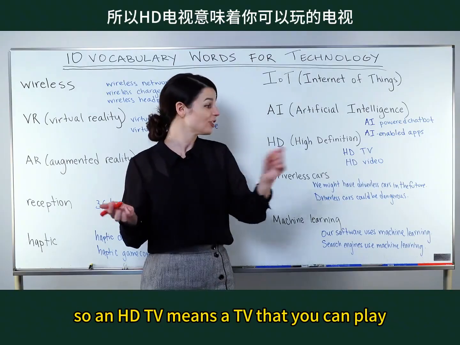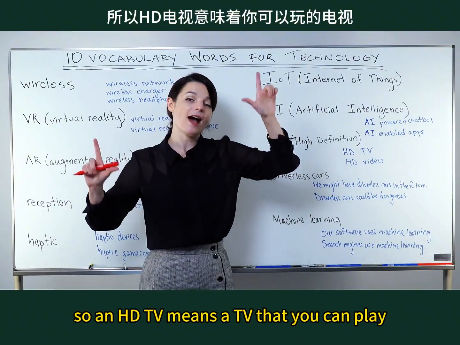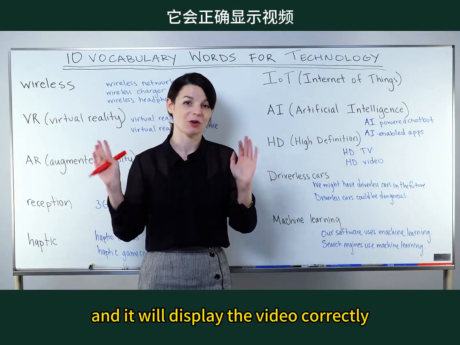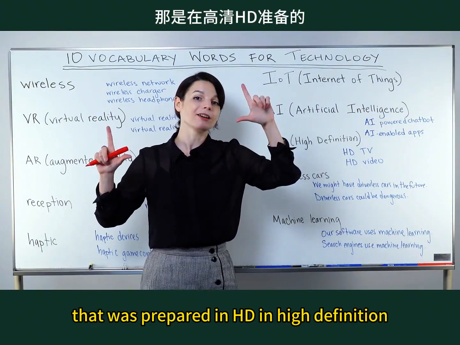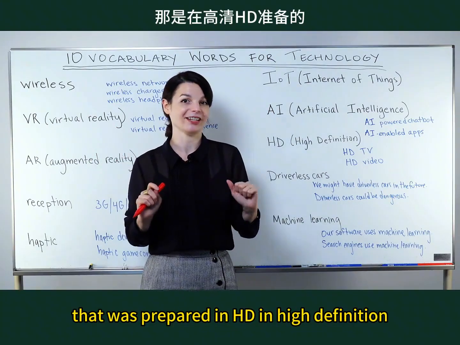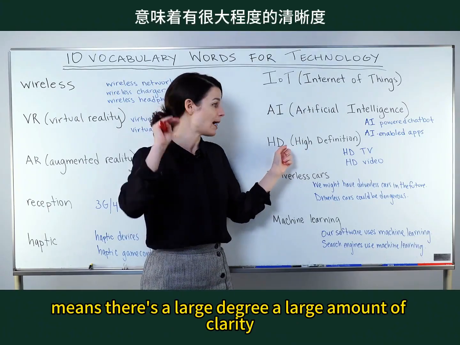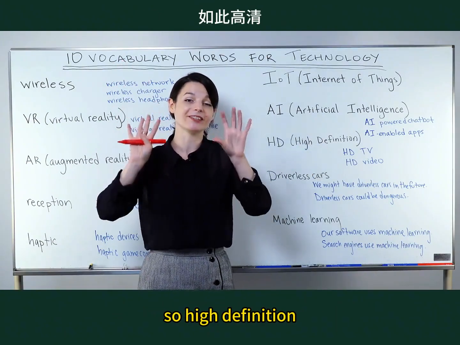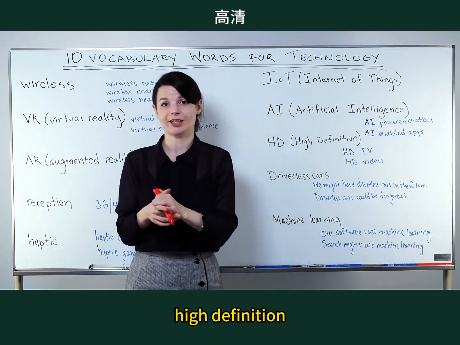So an HD TV means a TV that you can play high definition videos on, and it will display the video correctly. HD video means a video that was prepared in HD, in high definition. So high definition means there's a large degree, a large amount of clarity. So definition means the details. So high definition, lots and lots of details, is another way to understand high definition.